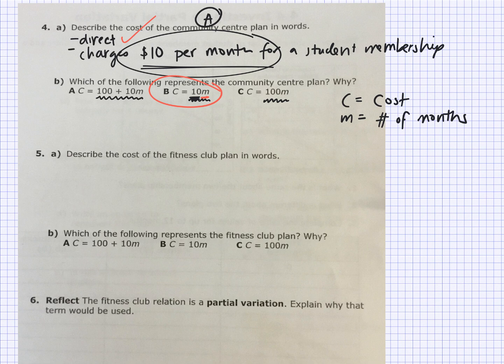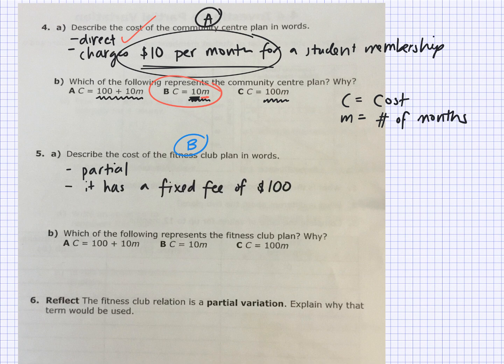Okay, so go back to the fitness club plan. That was the one that did not start at the origin. How would you describe that to me in words? Is it direct or partial? And how can you explain the cost and the months? What would you say to describe that?